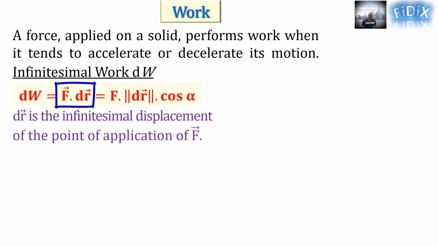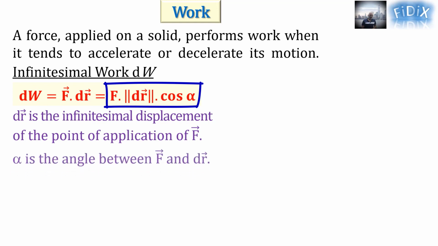of its point of application. Therefore, dW is equal to the magnitude of F multiplied by that of dr and multiplied by cosine alpha, which is the angle between vectors F and dr.